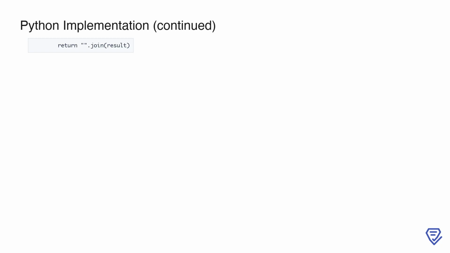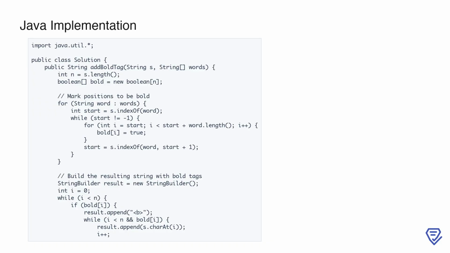This process ensures that the bold tags are correctly placed around all matching substrings. Finally, we use the join method to combine the elements in result into a single string and return it as the output. Here, we start by importing the necessary libraries and defining our solution class with the method addBoldTag, which takes a string s and an array of words as input.